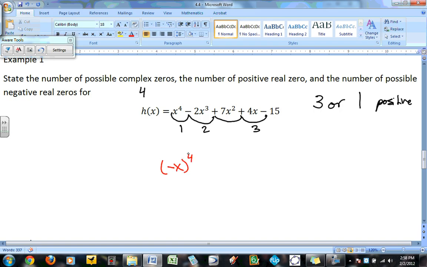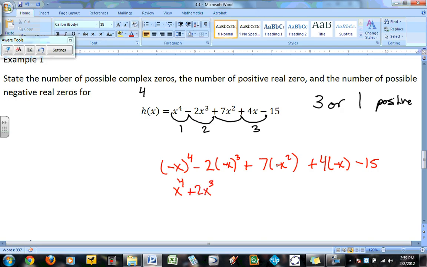So negative x to the fourth minus 2 times negative x cubed plus 7 times negative x squared plus 4 times negative x minus 15. And then let's rewrite this, because anything to an even power is going to be positive. So this becomes x to the fourth power. Anything to an odd power is going to stay negative. So I have a negative x times negative 2, which is going to be a positive 2x cubed.